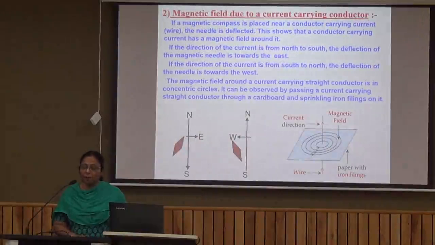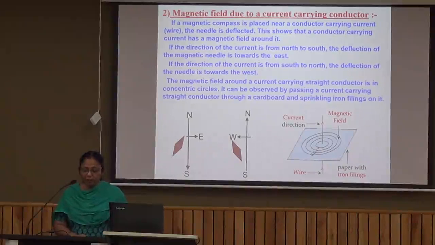Magnetic field due to a current carrying conductor is the second part of this chapter, where we will study the magnetic field due to a current carrying conductor, firstly a straight current carrying conductor, secondly a loop, and thirdly when the conductor is in the form of a coil. The second part and first subpart.